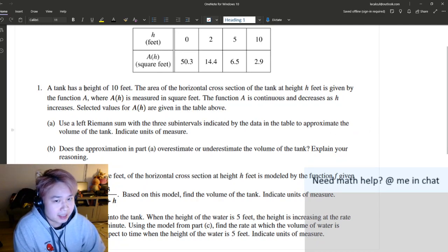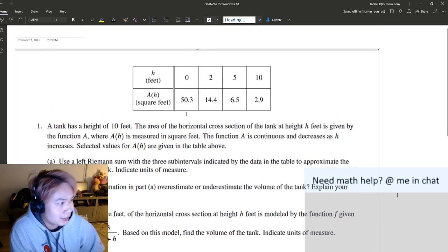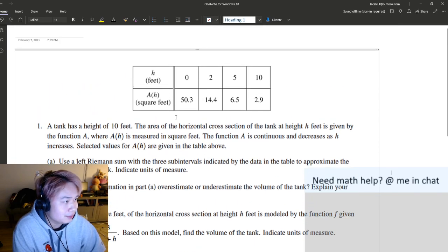So we have a tank that's 10 feet tall, and you've got the area of the horizontal cross section, given by some function. A is continuous and decreasing, and selected values for certain heights are above. Okay, sure. Use a left Riemann sum with 3 subintervals indicated by the table to approximate the volume of the tank. Indicate the units of measure.